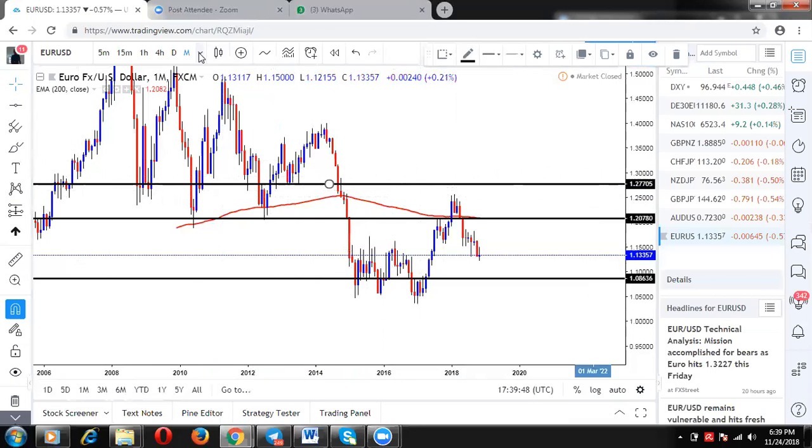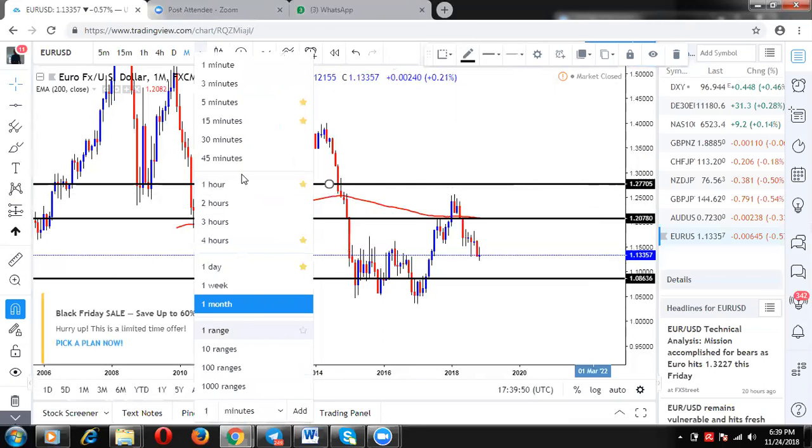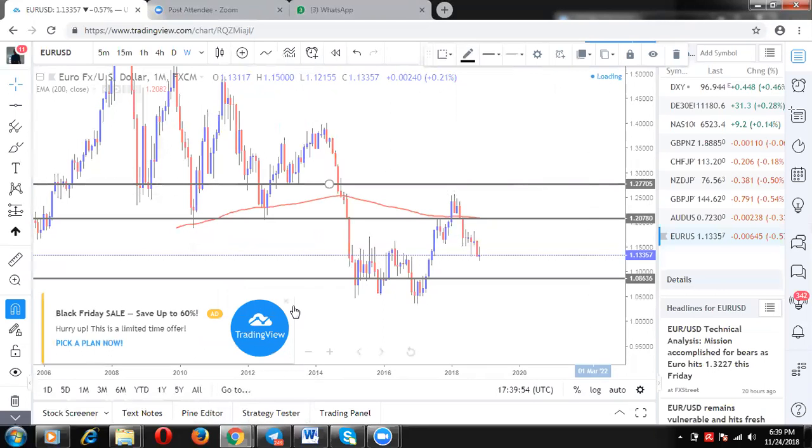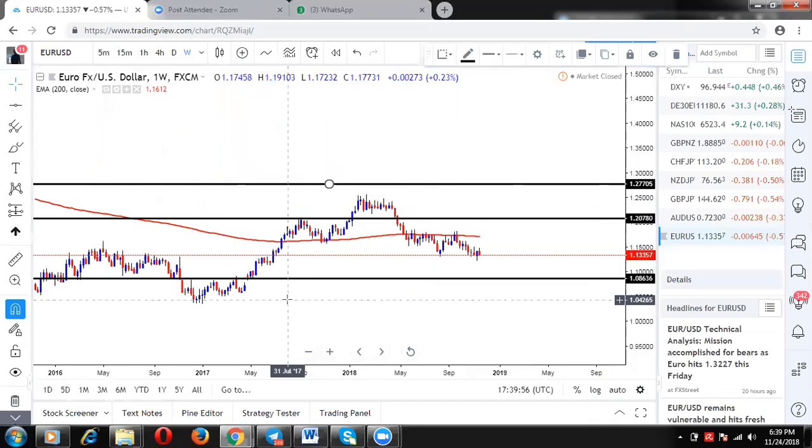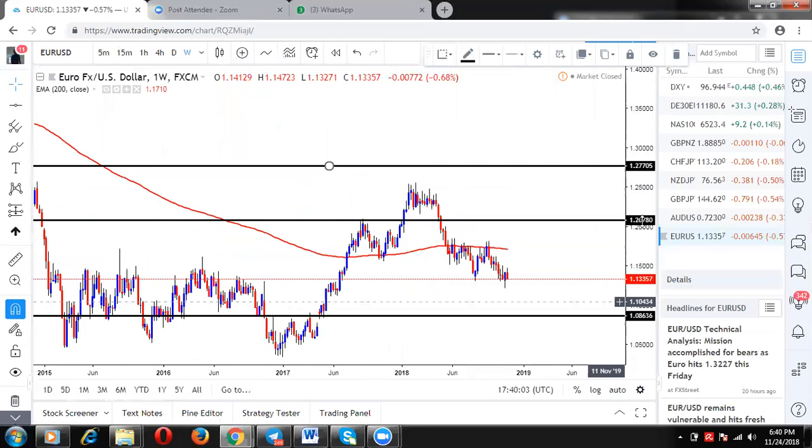So the next thing I'm going to do is go to my weekly time. This is very easy. Just follow this and don't stress yourself. Look for where you have most of the rejection, mark it up. That's it, above and below. That's all. There's nothing complicated about Forex, really.